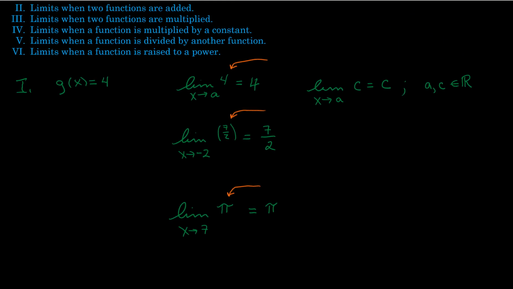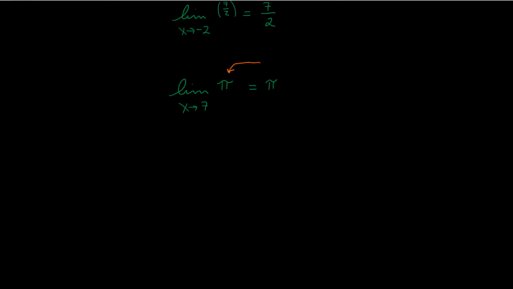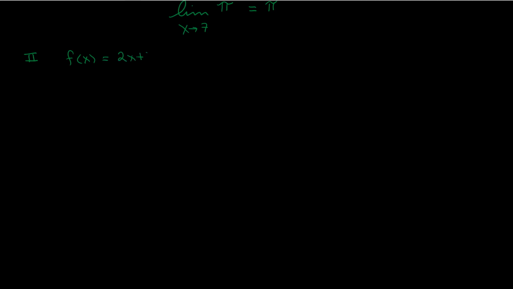Second thing here in the top left corner is let's take a look at limits when two functions are added. Okay, so first thing we're going to do is I'm going to create two functions. Let's say we have something like f of x equals 2x plus 3, and we have g of x, which is equal to x squared minus 1.